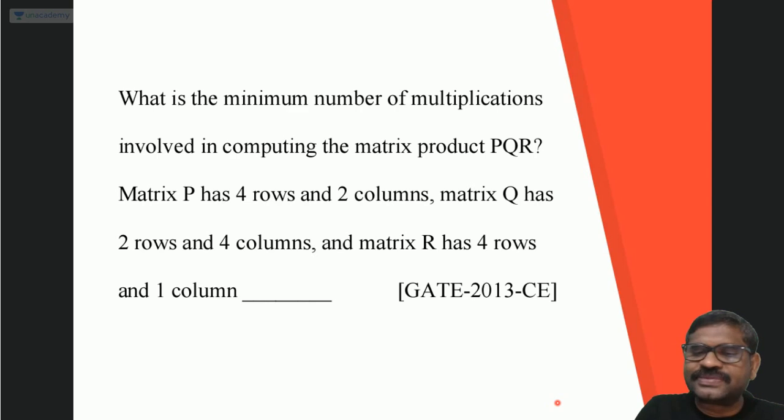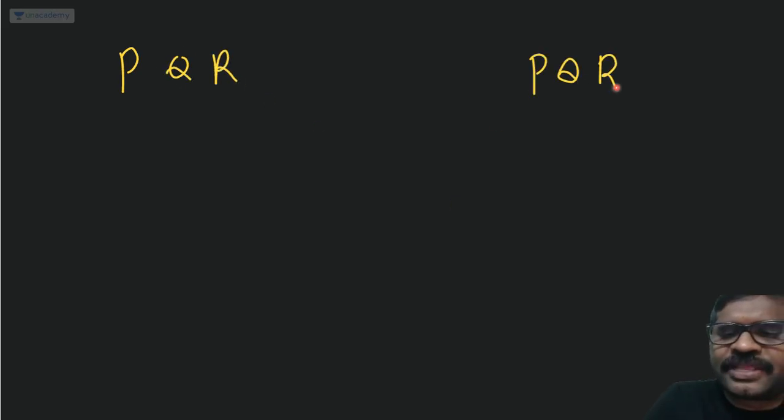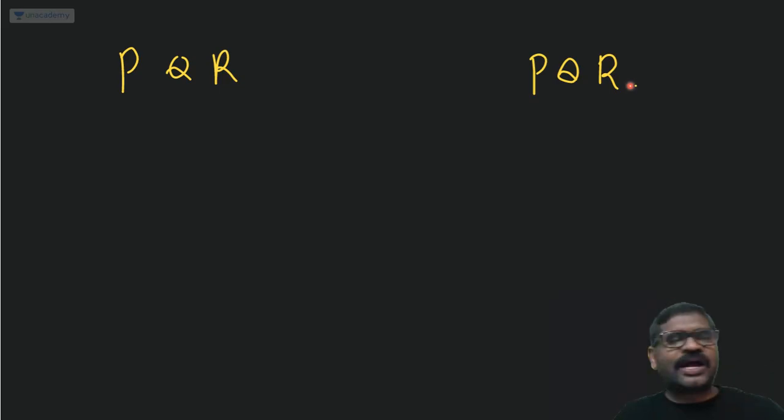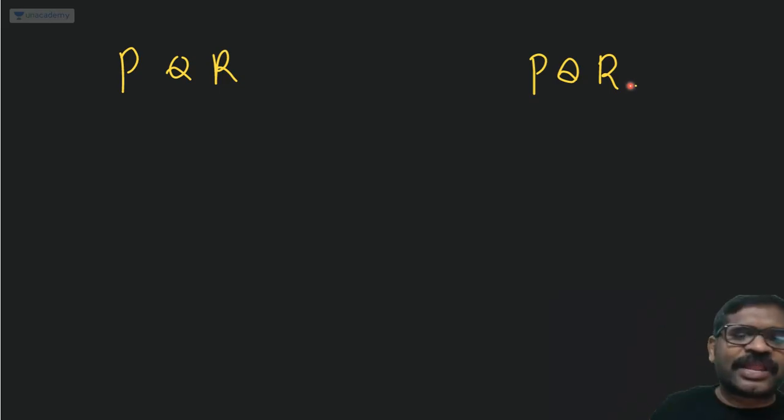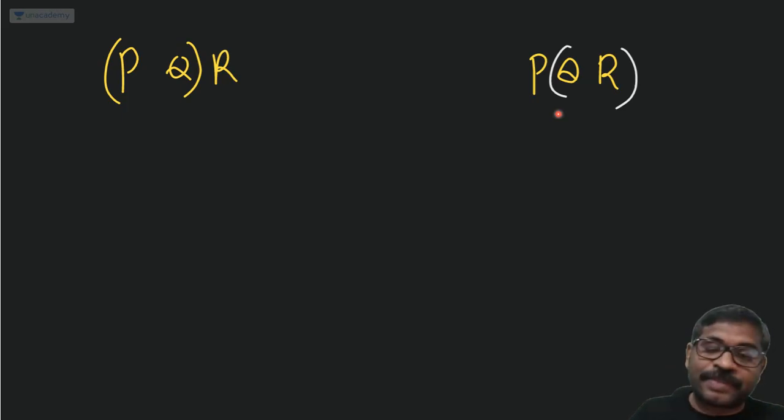Observe P, Q, R. One student multiplied P with Q, then with R. Another student multiplied P with QR. The first student multiplied first PQ, then with R. The next student multiplied P with QR. Whether first you multiply PQ, then with R, or P with QR, the product is PQR only.